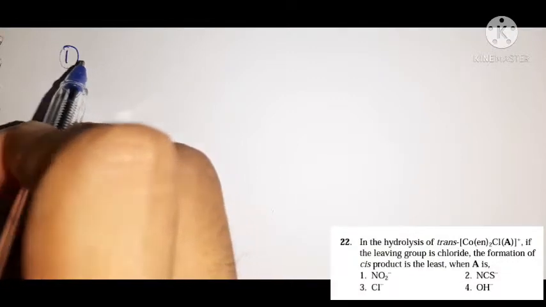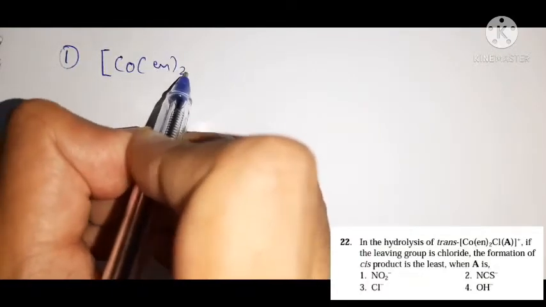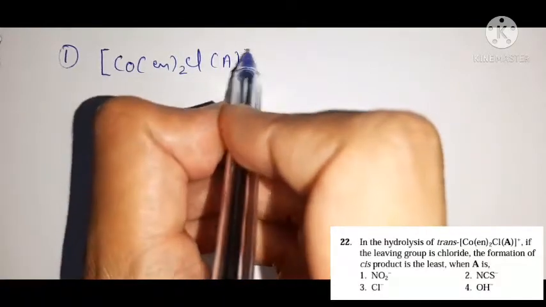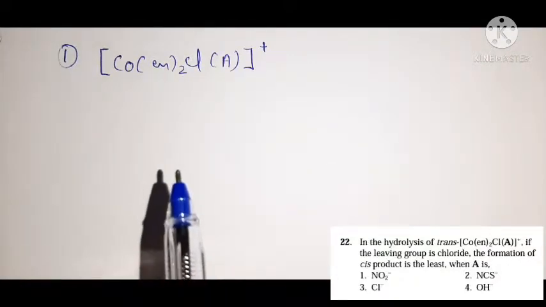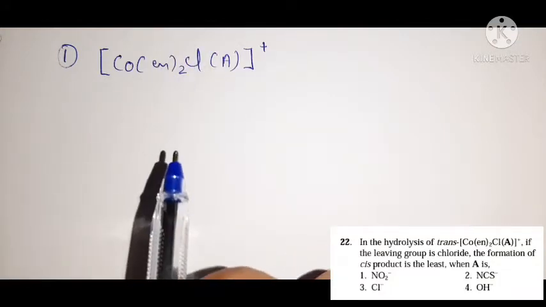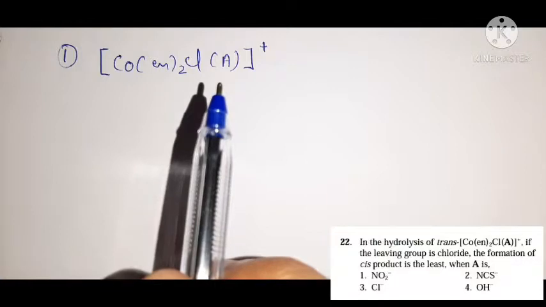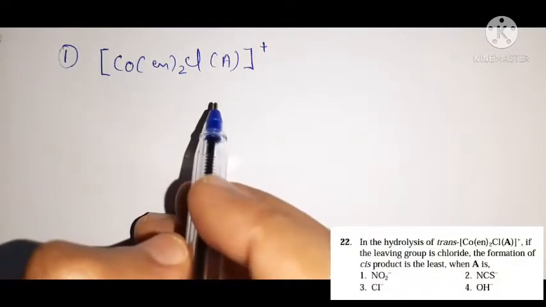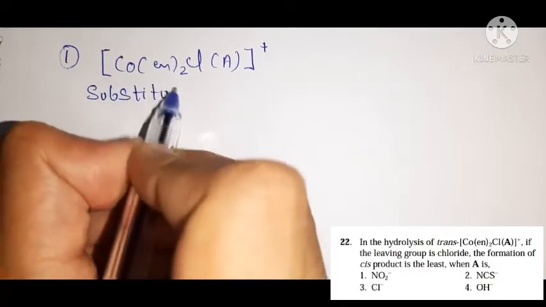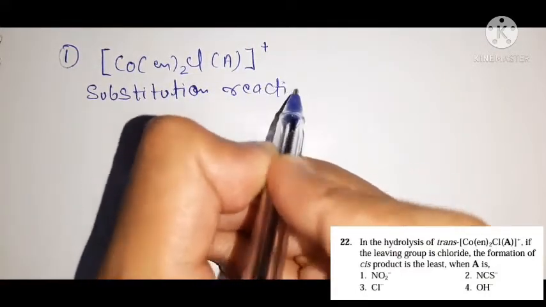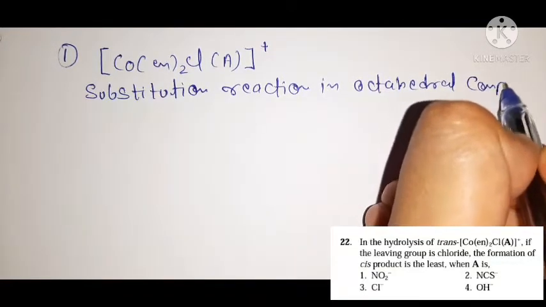Now friends, in this question, this reaction is a hydrolysis of this compound in which substitution of chlorine occurs. Now when you carefully observe this type of reaction in coordination chemistry, we know that this is an example of a substitution reaction in octahedral complexes. Okay, so this is an example of substitution reaction in octahedral complex. Understand?